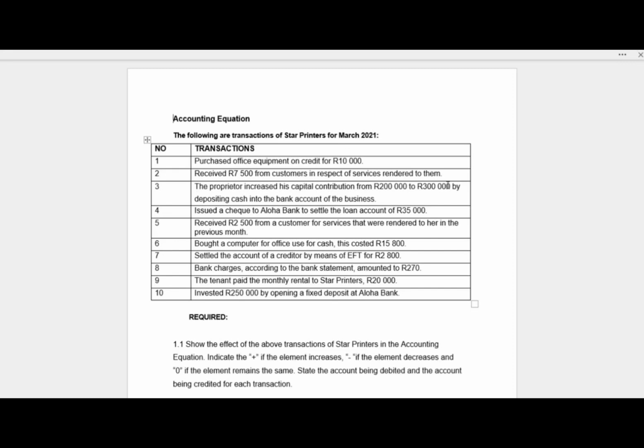So two accounts affected. Whenever the owner is contributing money into the business, it is capital. So we're going to call it capital. So the two accounts affected here are capital and bank. The accounts affected right there for transaction number 3 are capital and bank.